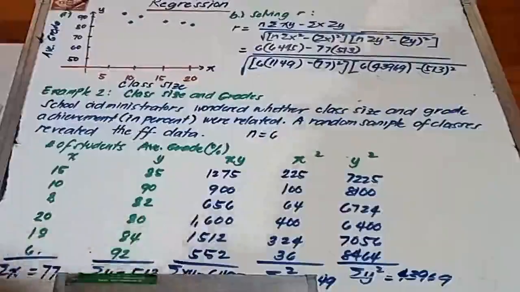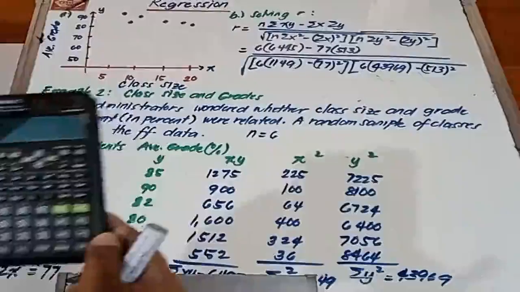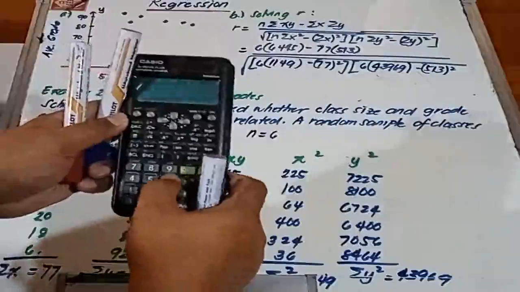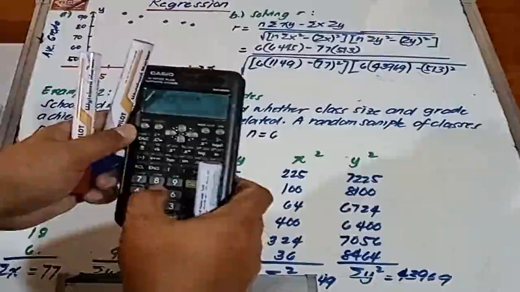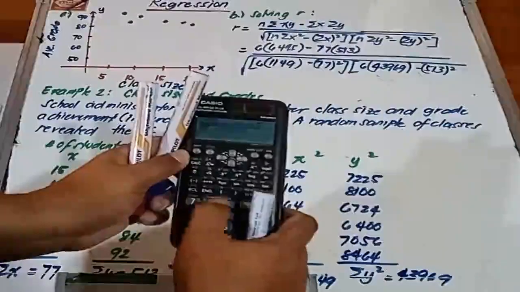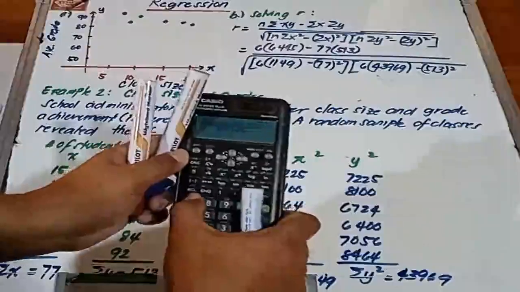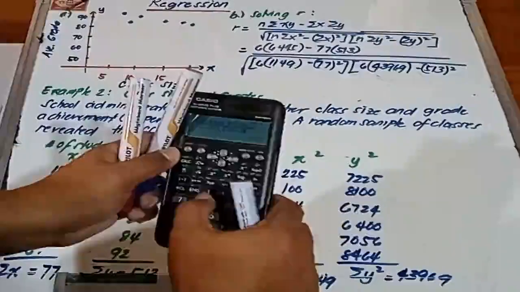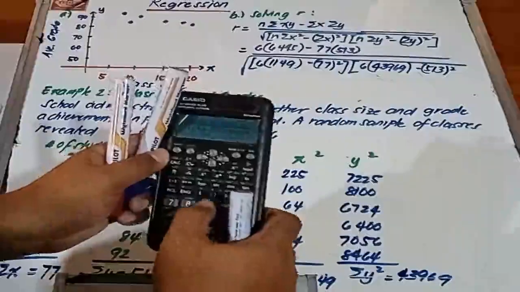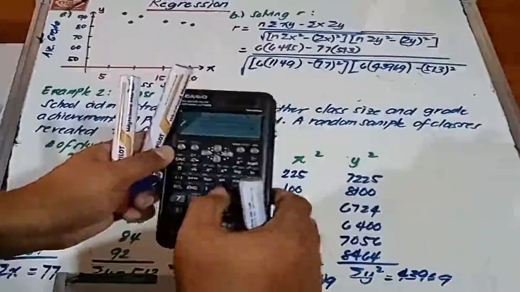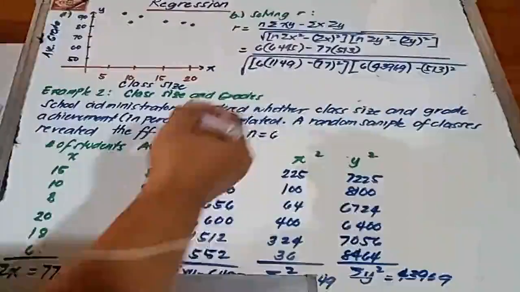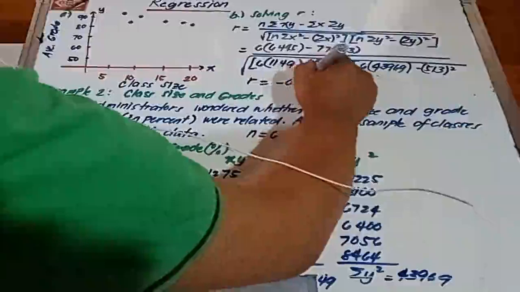Okay. So gamit yung ating scientific calculator, we have fraction on top, 6 times 6495 minus 77 times 513, sa baba is square root of quantity 6 times 1149 minus 77 squared, close parenthesis, open parenthesis, 6 times 43969 minus 513 squared, close parenthesis, equals, we have negative 0.673. So R equals negative 0.673.